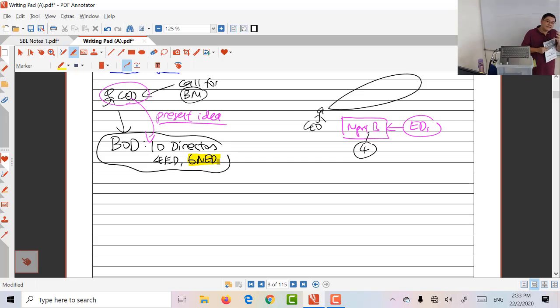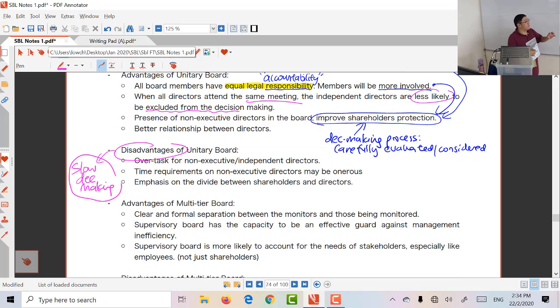Now, so that is the very real problem that a Unitary Board is always facing. And this problem is more significant with those big, big listed companies when the board is so big. It could be easily like 15 people in the board, for example, only like 3 ED, 12 NED. And you're going to have all that kind of nonsense. Now, that frustrates them. So the key problem with a Unitary Board is the speed. So that's the main issue, all right?